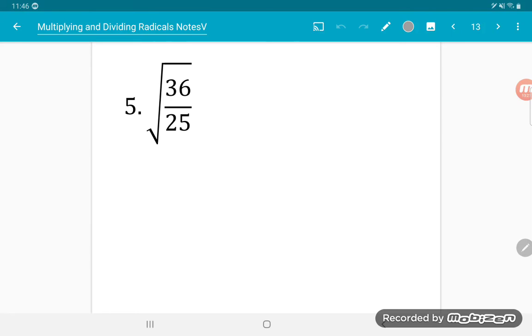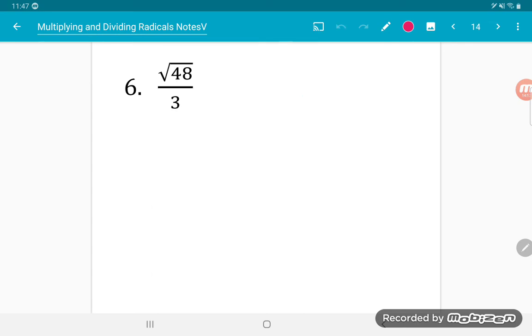Number 5, I have the radical 36 over 25. As I told you before, you can rewrite this as your radical 36 over the radical 25. And now I can just simply take the square root of both of these numbers. You should notice that 36 and 25 are both perfect squares. The square root of 36 is 6. The square root of 25 is 5. 6 and 5 are in their lowest terms. That is your final answer. Please remember, all of your answers will be in simplest fraction or radical form. You cannot have any decimals.